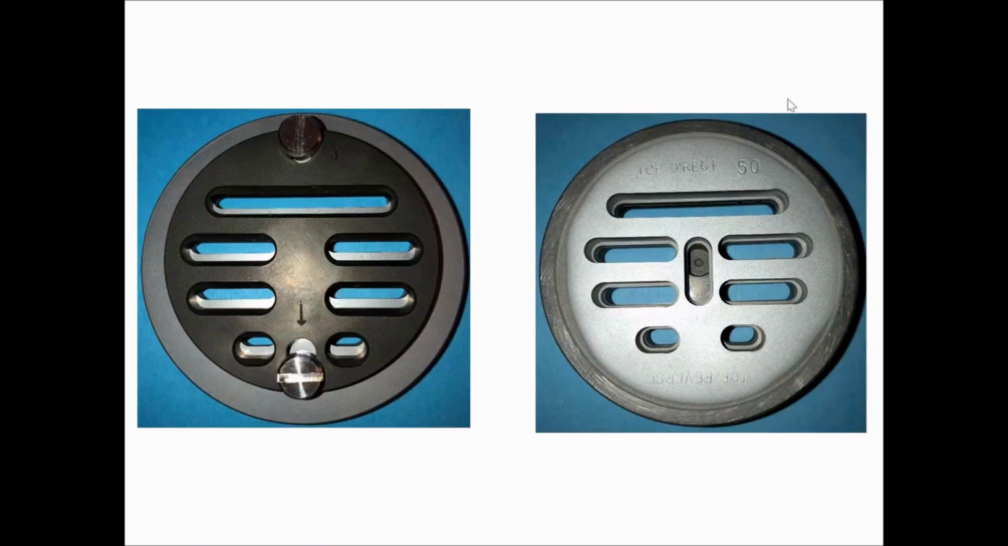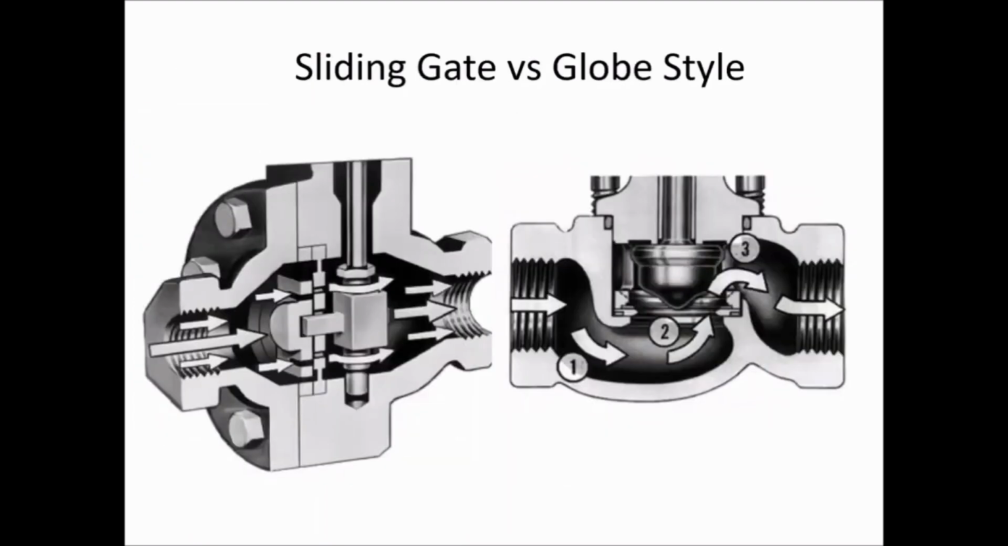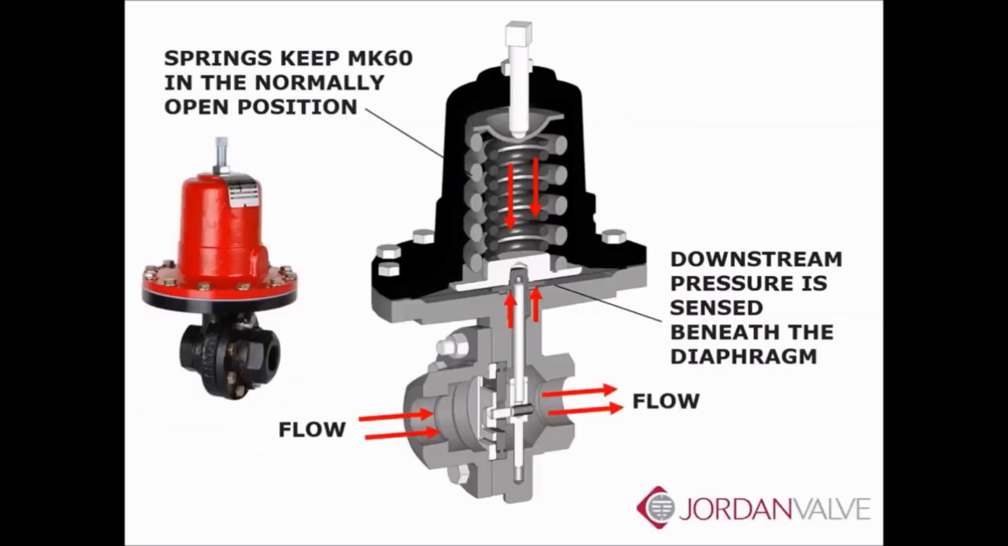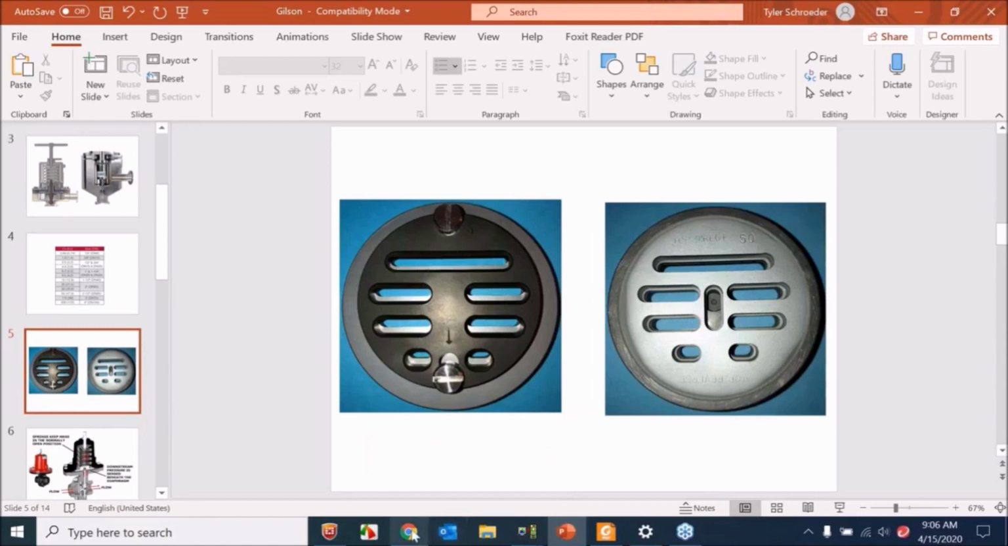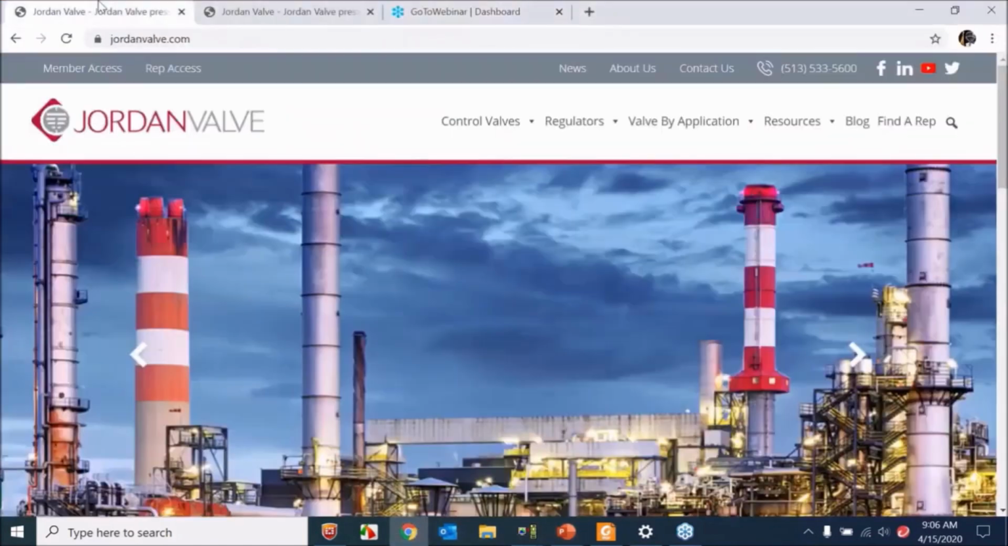The sizing that I'm going to be doing today is going to cover globe style. Oops, let me go back. It's going to cover both globe style control valves and pressure regulators, and also sliding gates. So we'll touch on both of them. The sizing is very similar for both, but there are slightly different calculations to come up with the Cv. And then with that, let's hop over to the sizing program.